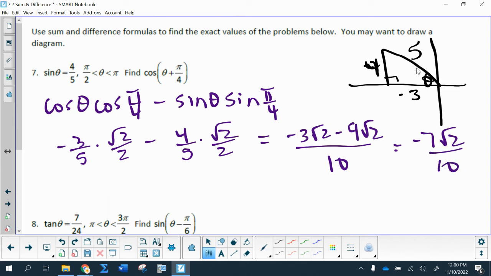And kind of think about what that means. You're taking this theta angle, and adding pi over 4 onto it. So you're moving it 45 degrees. So we're going to be moving it into the third quadrant, which is where cosine is negative. So you have a negative cosine value there.